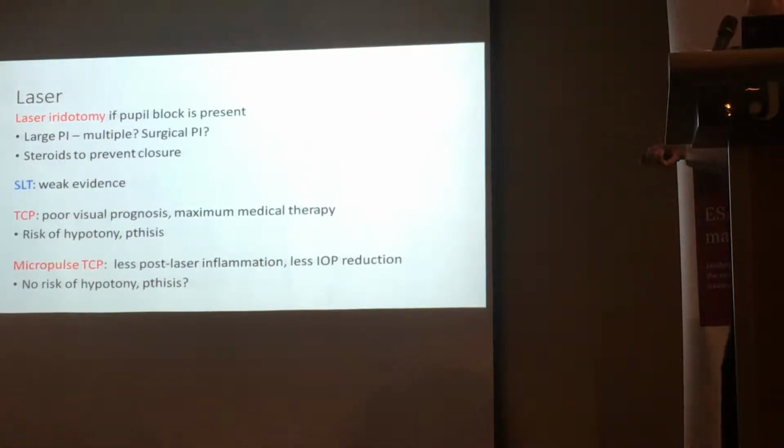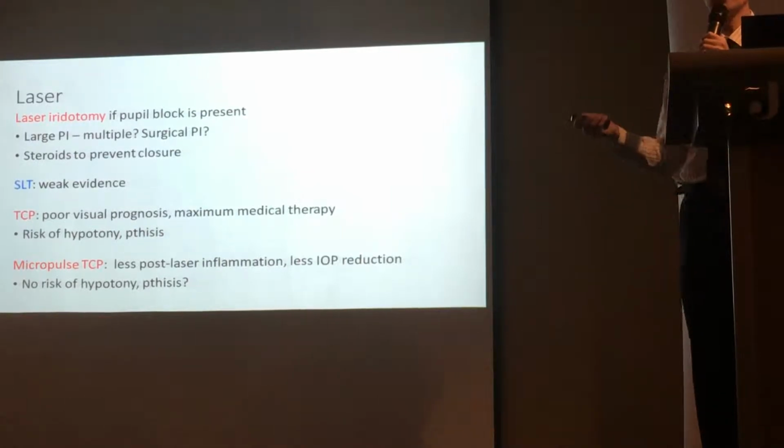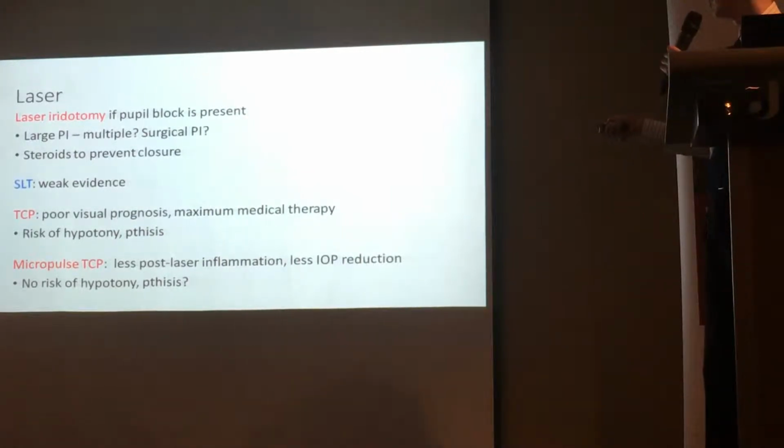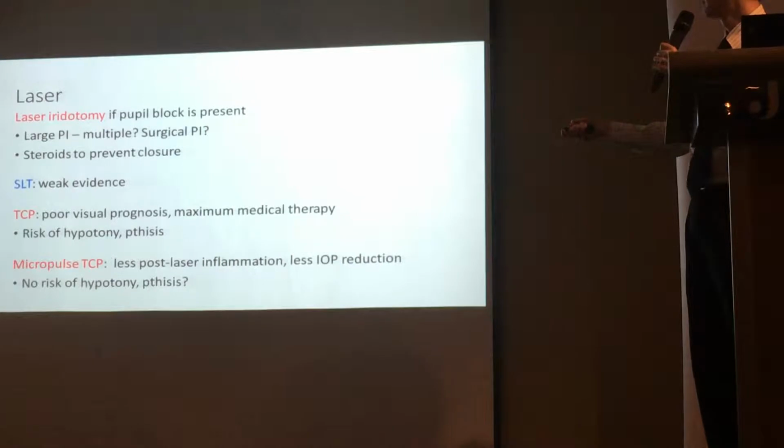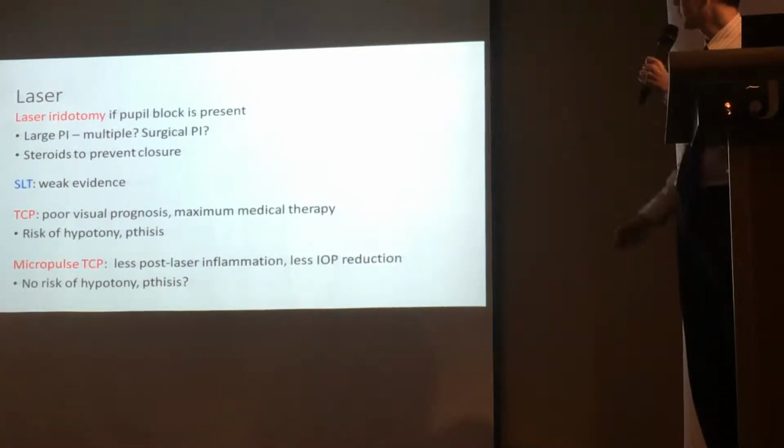So as I mentioned earlier, laser iridotomy is required if pupil block is present. Inflammation may cause the PI to close again, so you may need to do it more than once. I think multiple small PIs are not useful. If they're going to close, they can all close at the same time. You may need to make a slightly larger one. Some people think a surgical PI is better. Yes, certainly it is better, but then that is a surgery. And steroids do prevent closure.